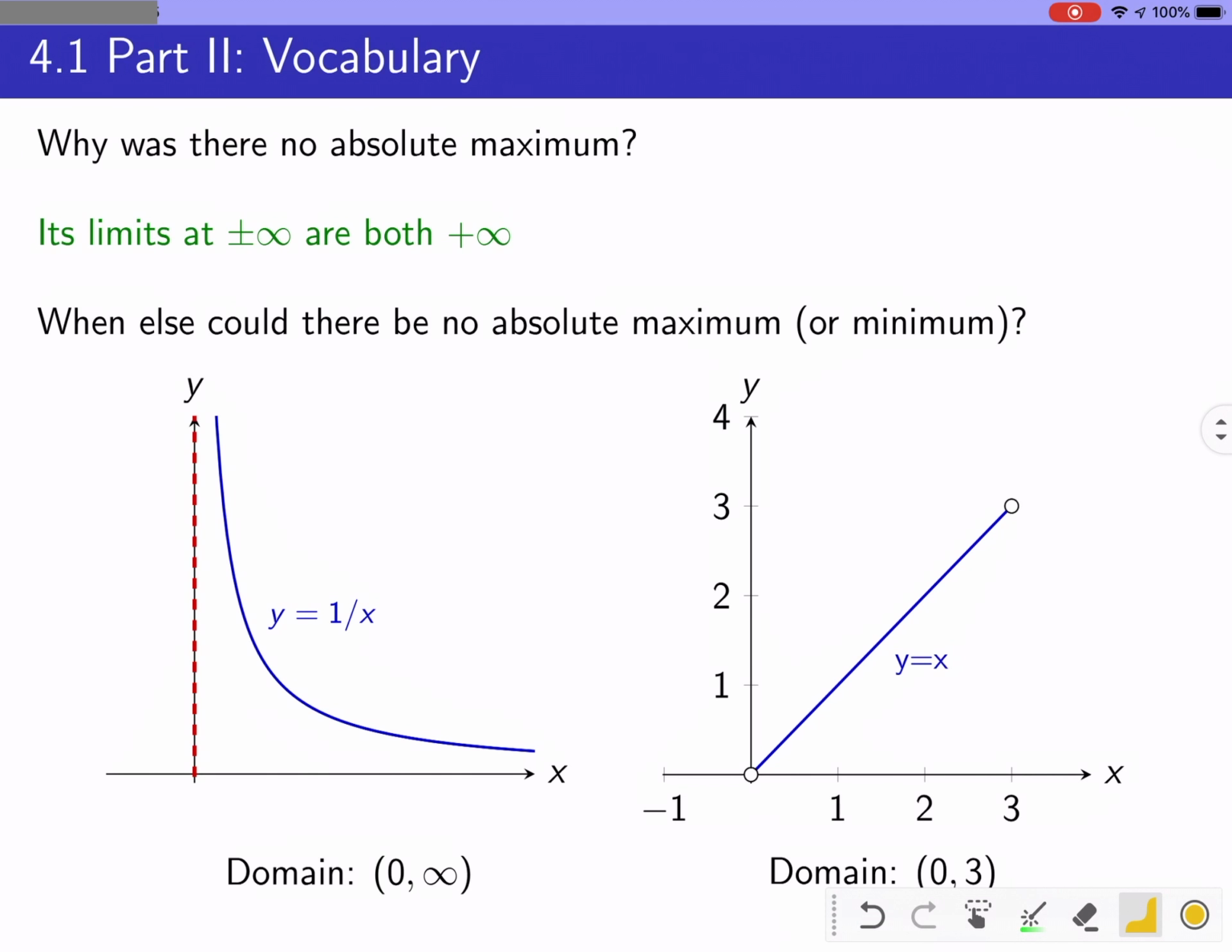This encourages several questions. First, why didn't that function have an absolute maximum? Well, as we saw, the function was going to positive infinity as x went to either positive or negative infinity. As the domain was negative infinity to infinity, there is an x value that gives as large a y value as you please. The second question is, why else might a function lack an absolute maximum? Let's look at the 2 graphs at the bottom of the page.